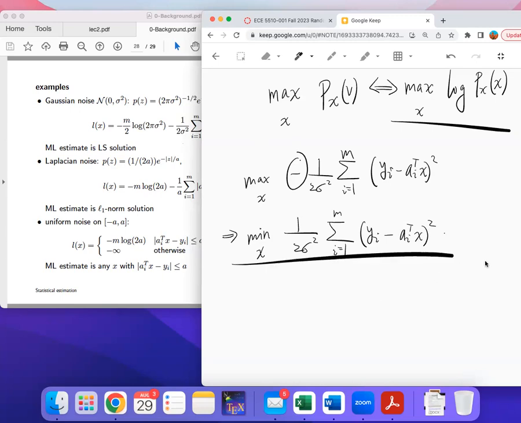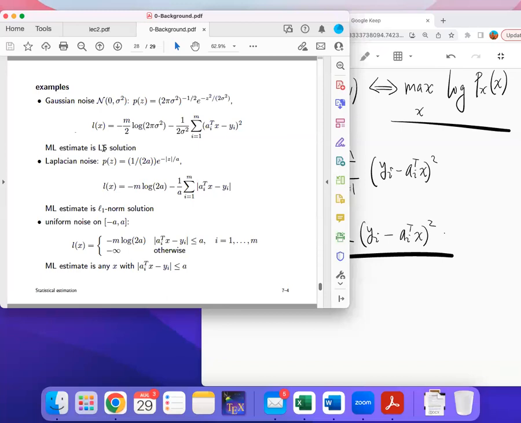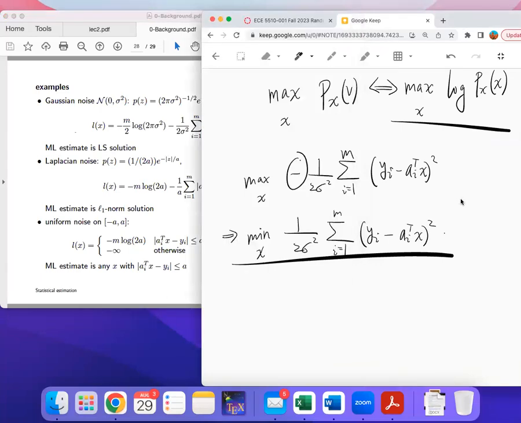And this is a problem that you may have seen in some applications. This is called maximum likelihood, or this is called least square solution. And it's very natural. You just consider yi is your observation and ai is the corresponding measurement. You just consider their difference. You want to find an x that minimizes this difference, right?